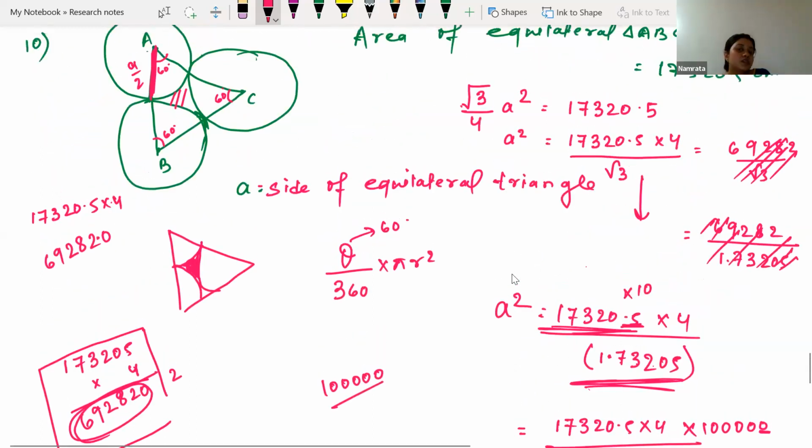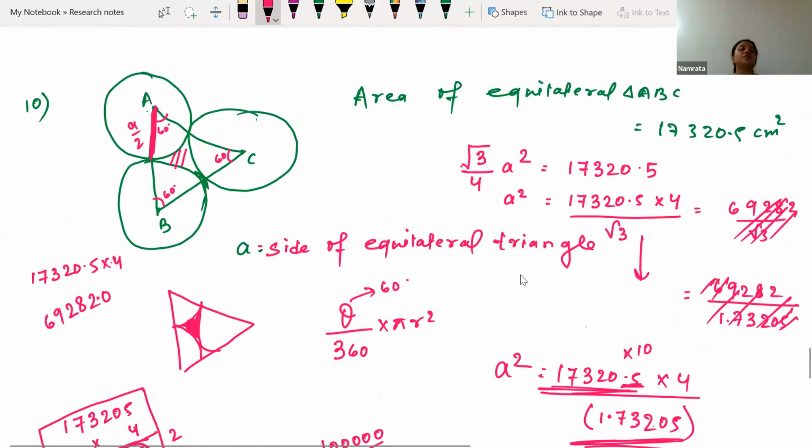This calculation was easy because the value of root 3 is already given. We just have to deal with the decimal, nothing else. No multiplication, no division. All that we did earlier was not required at all. Okay.